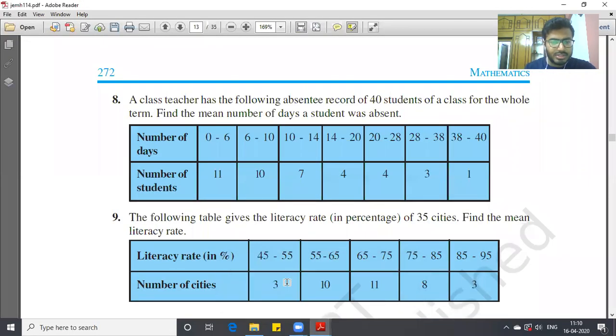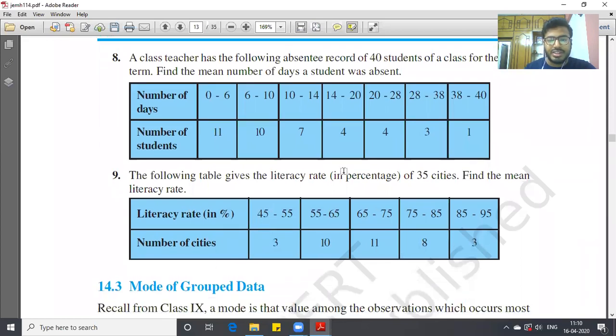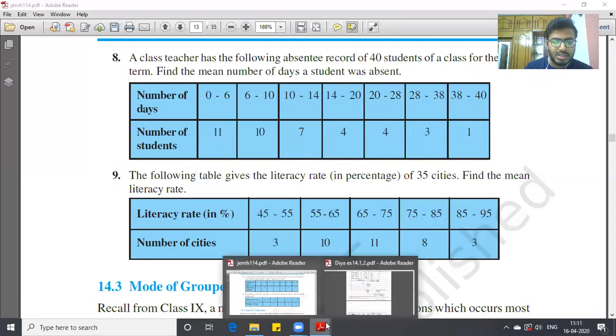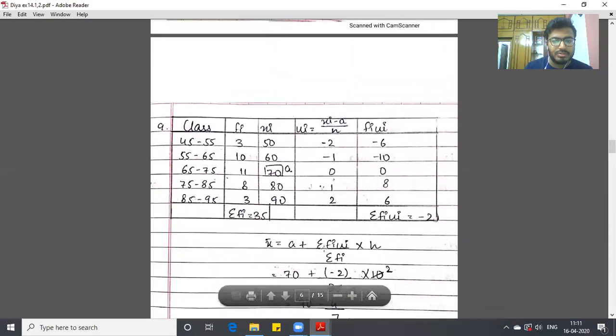Now the last question. The following table gives the literacy rate in percentage of 35 cities. Find the mean literacy rate. So literacy rate in percentage is given, and the number of cities is also given. Now we have the class and the number of cities, the frequency also. We have to find out the mean.